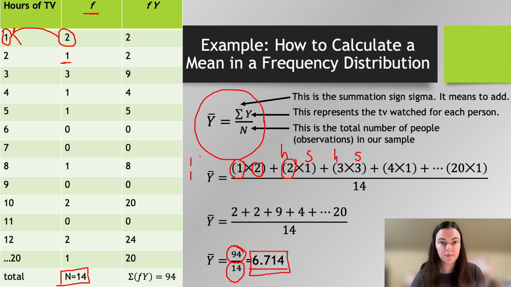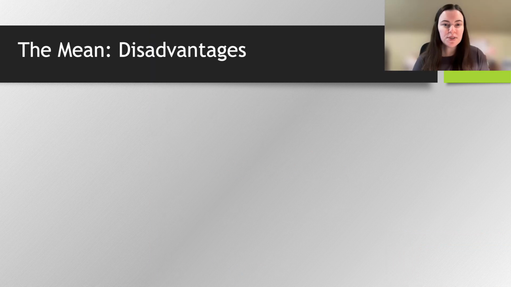In terms of using the mean as a measure of central tendency, there's a few disadvantages that I want to go over. And so this is something to keep in mind as you're analyzing data, either in a journal article or a newspaper article or anywhere you see it on media. This is something to keep in mind when you're looking at average values.